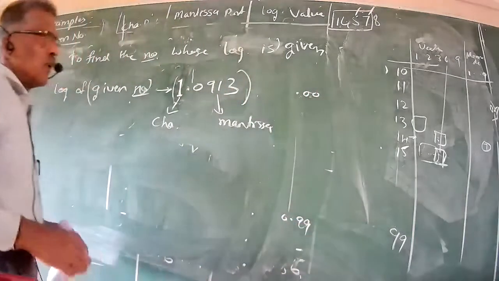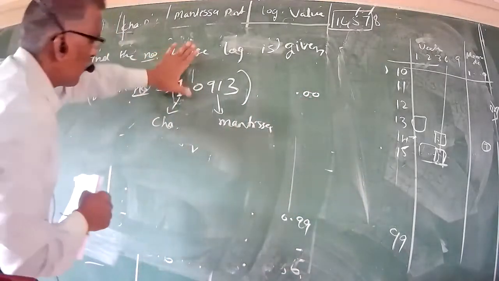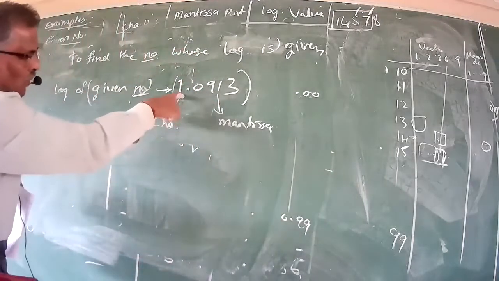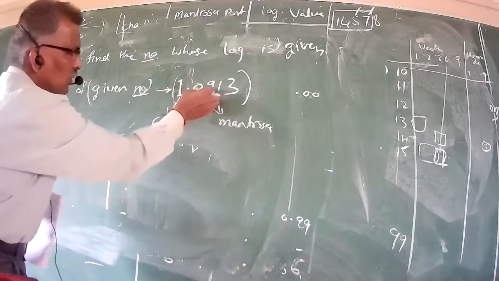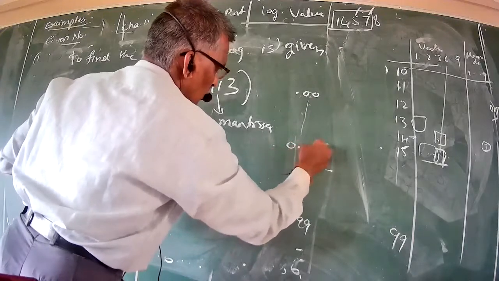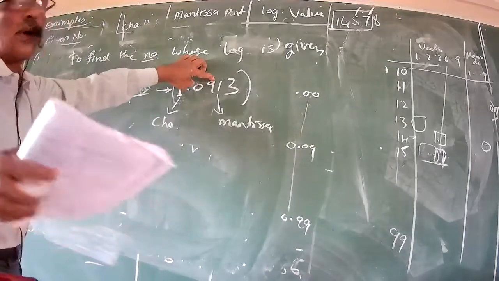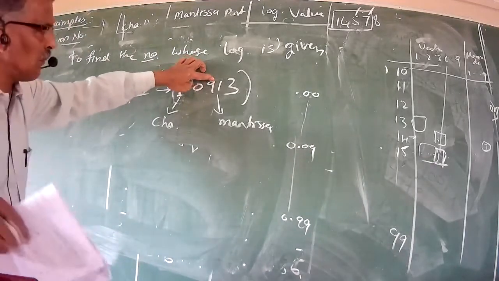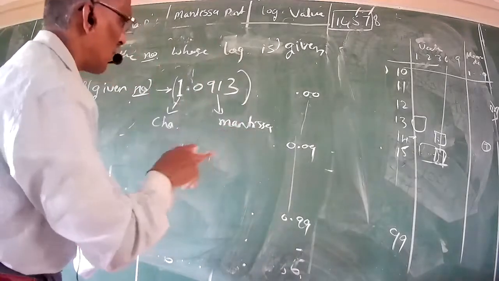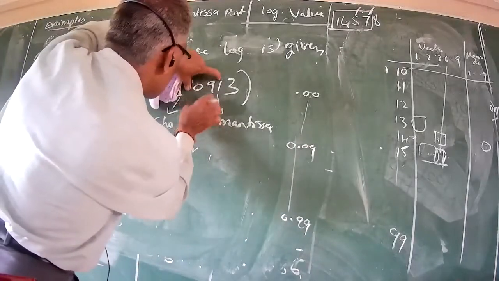Again you have to consider two digits. For 1.0913, the first two digits are 0.09. So come to 0.09. The method is the same as what you saw in the logarithm table, but you have to refer to the anti-logarithm table, not the logarithm table. So the first two digits are 0.09.